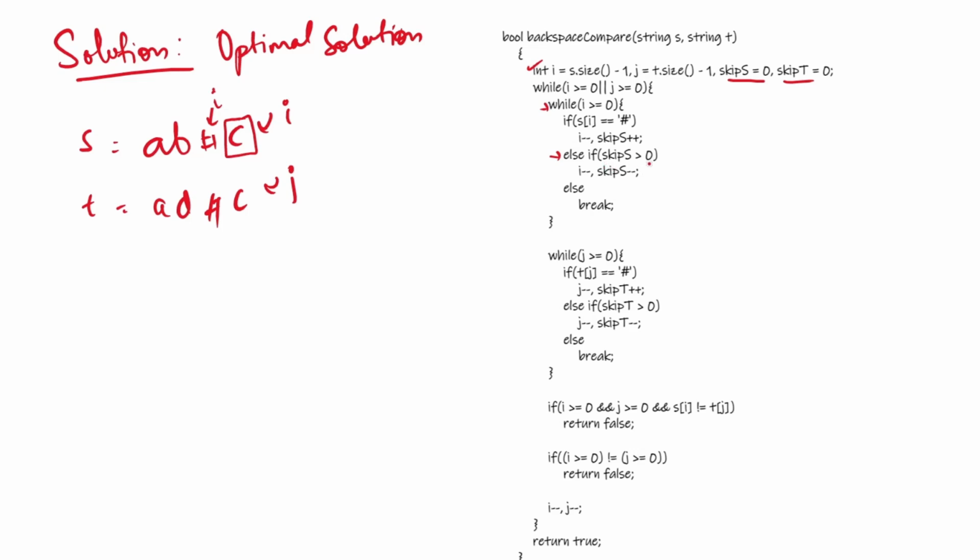If we have a skip s, in that case we will move our pointer to the next and decrement our skip. Otherwise, we will break from the loop. So right now it is non hashtag, so we will break out of the loop, because we have to check this with this. Similarly here it is also non hashtag, so in that case we will check this.